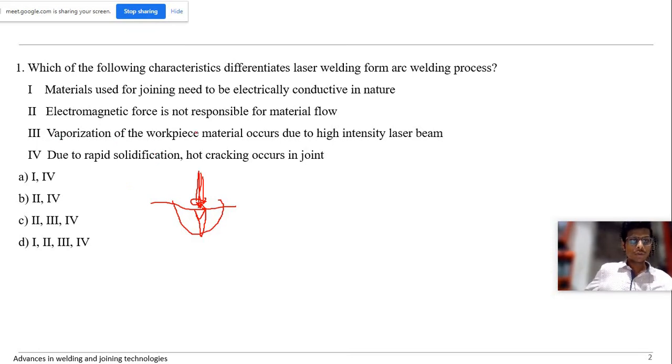So vaporization of the workpiece material occurs due to the high intensity of the laser beam. This is also true. Then due to rapid solidification, hard cracking occurs in the joint. This is also true. Why? Because in arc welding, the arc intensity, the power densities, I will show in the next figures, is very concentrated at a particular point.